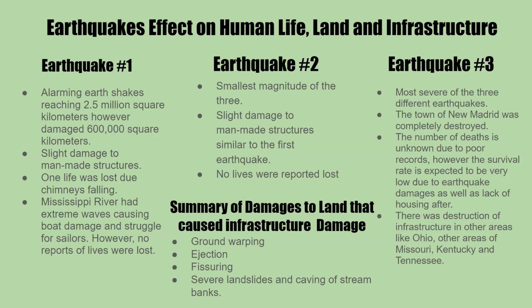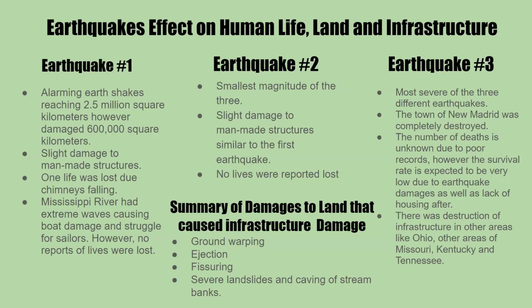And earthquake number two, that was the smallest of the three, and there was some slight damage to man-made structures similar to the first, but not as much, and no lives were reported to be lost. Earthquake 3 was the most severe of the three, and the town of New Madrid was completely destroyed. The number of deaths is unknown because of poor records at the time, and the survival rate is expected to be very low, due not only to the damage from the earthquake, but the aftermath, with no houses still up and nowhere for them to live.